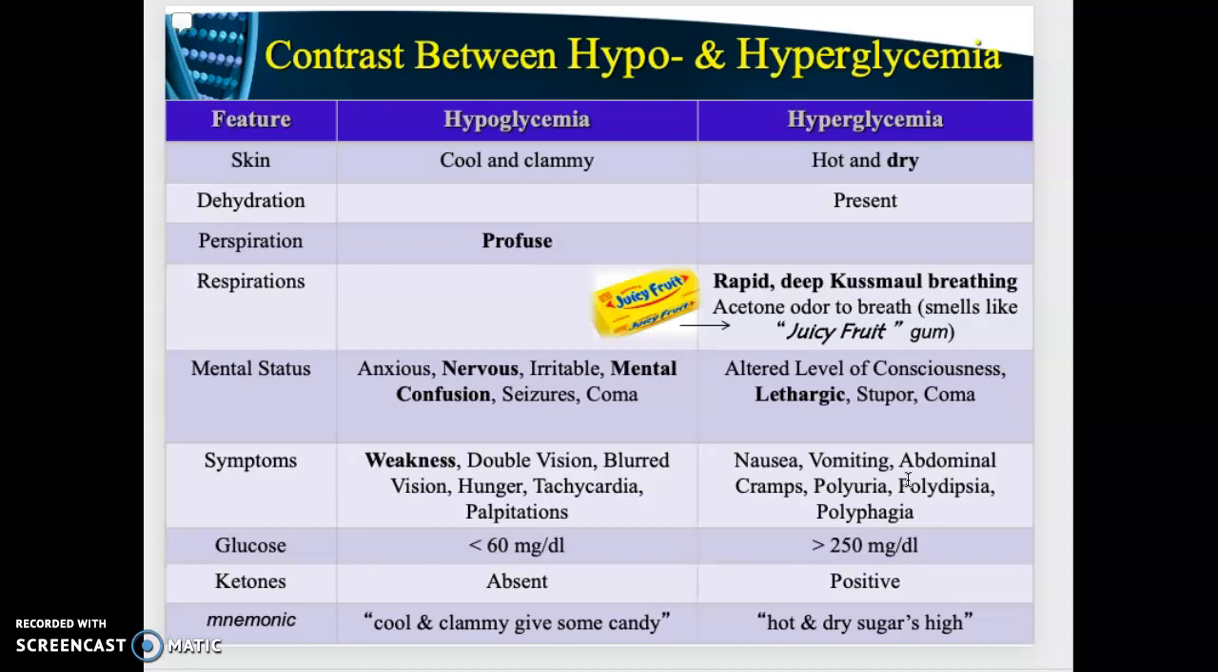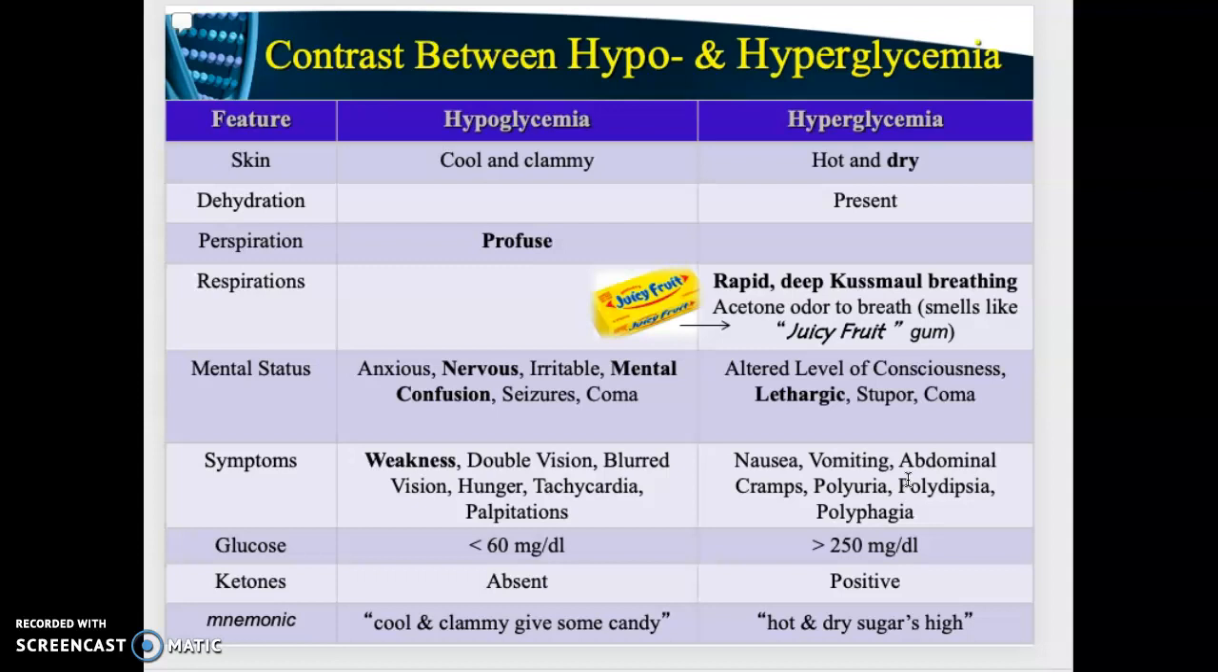If you look at their skin, it's going to be cool and clammy. They're going to be sweating and have profuse perspiration. If you look at their mental status, they'll be anxious, nervous, irritable, maybe have some confusion, and it can lead later on to seizures and coma. If you look at the symptoms, we also talked about weakness, double vision, blurred vision, hunger, tachycardia, palpitations. If we were to check their blood sugar, this person would have a blood sugar less than 60. They would be negative or absent for ketones, and the little mnemonic that we remember for hypoglycemia is cool and clammy, give some candy.